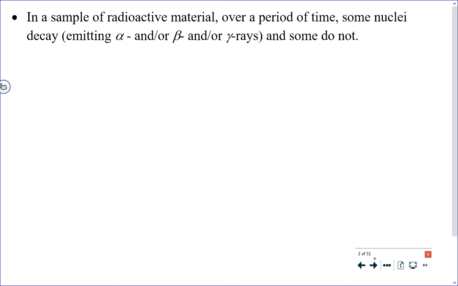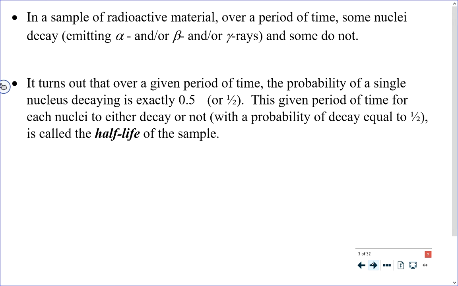Some nuclei will decay now, some nuclei will decay 5 minutes from now, some nuclei are going to decay 5 days from now, and even 5 years from now. So what determines whether a particular nucleus in polonium-210 undergoes alpha decay or not is something called half-life. And it turns out that in a given period of time, and each isotope in the universe has its own period of time, and we'll talk about that in a second.